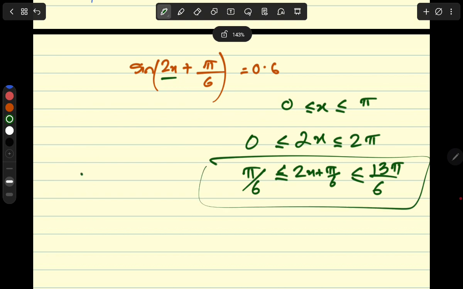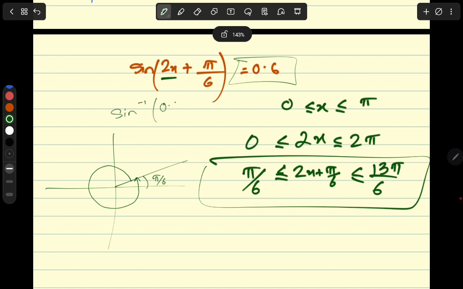So now we start in a quadrant system. If this is pi by 6, we start from pi by 6 and go all the way to 13 pi by 6. Okay, so if you have to solve it, what is going to be sine inverse of 0.6 in radians? Let's see that. So sine inverse of 0.6 in radians is going to be 0.644. Okay, so this is 0.644.